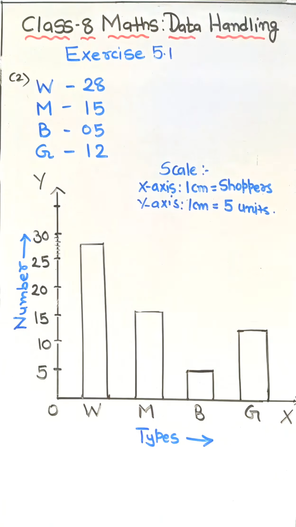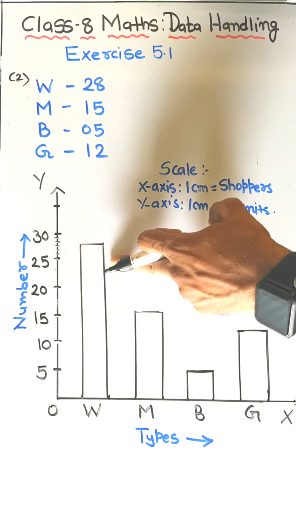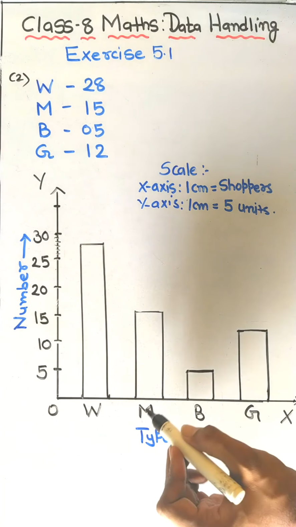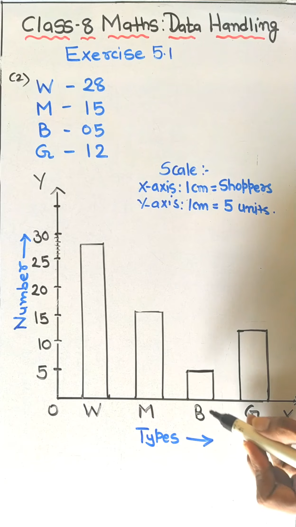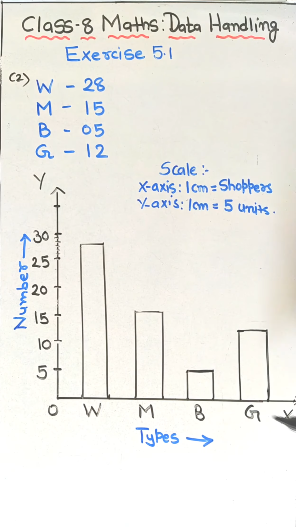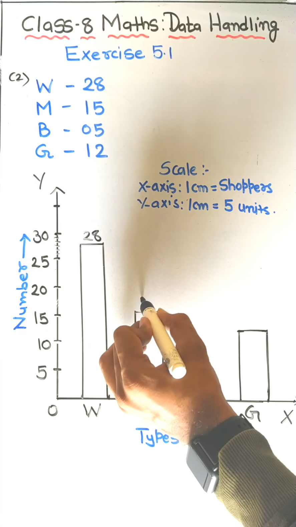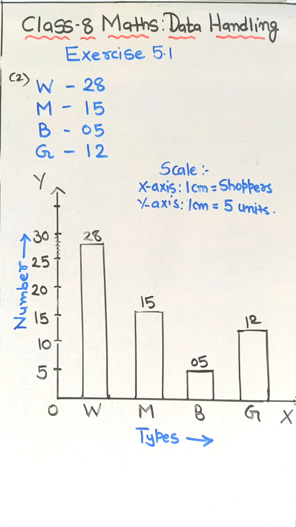So let us start with the highest one, the woman. Woman is having 28, so what I have done, 5, 10, 15, 20, 25 and then 3 units I have taken. So this will show 28. Men is exactly 15, so up to 15 we have to draw, keep a gap of 1 column. Boys 5, so up to 5 you will draw, and girls 12, so after 10, 2 columns you take, that will be 12. So this will be 28, this will be 15, this will be 5 and this will exactly be 12. So this is how the data representation of bar graph of question number 2 is done.